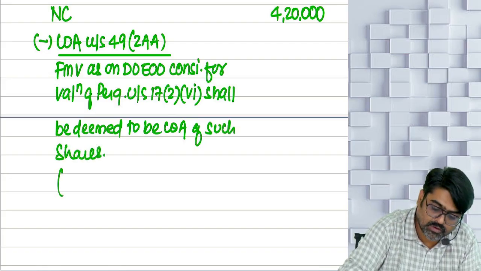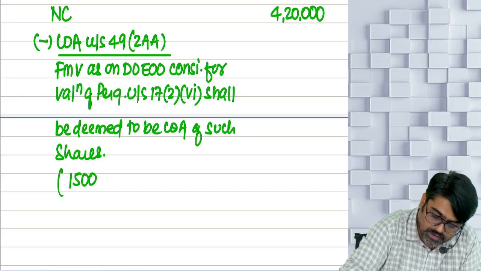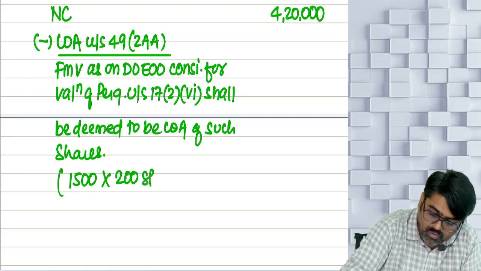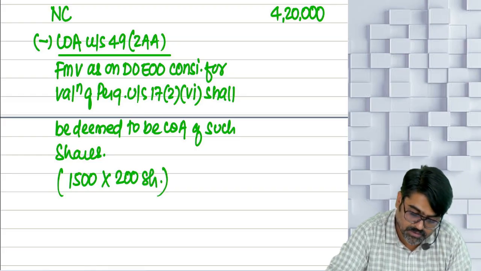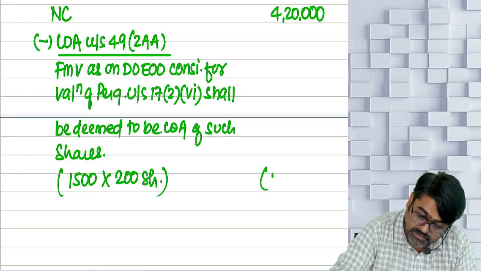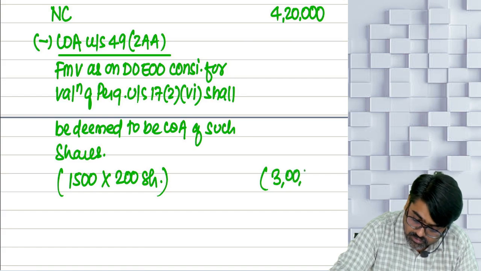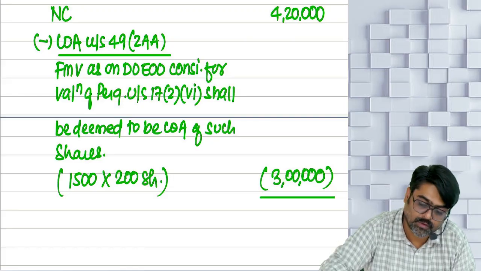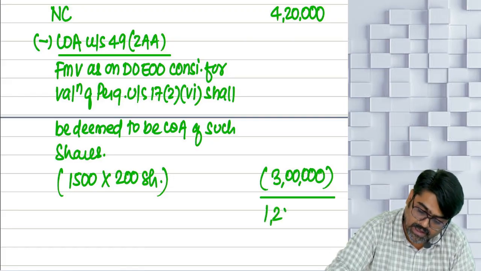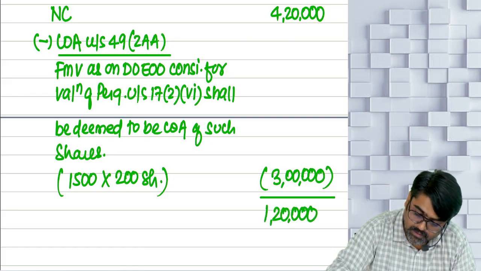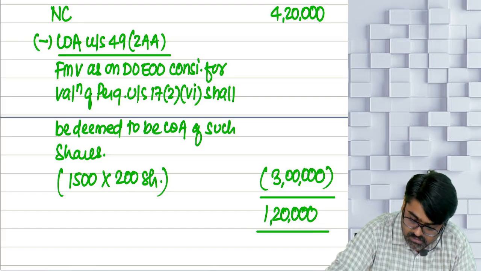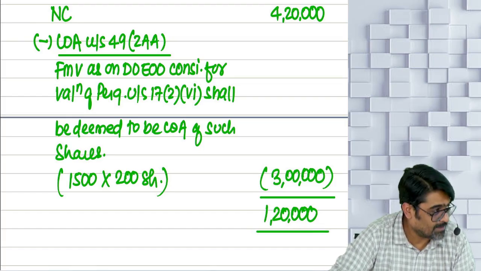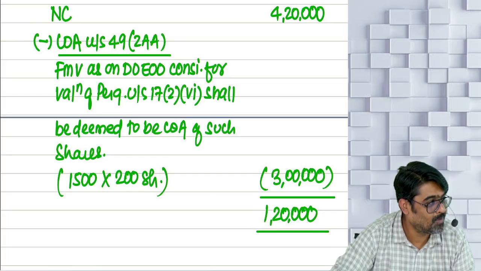So now tell me, what was the fair market value? 1500 multiplied by how many shares? 200 shares. How much? 3 lakhs. Reduce this 3 lakh. How much are you going to get? 1 lakh, and this 1,20,000 will be long-term capital gain, no? 1,20,000 will be long-term capital gain, no?